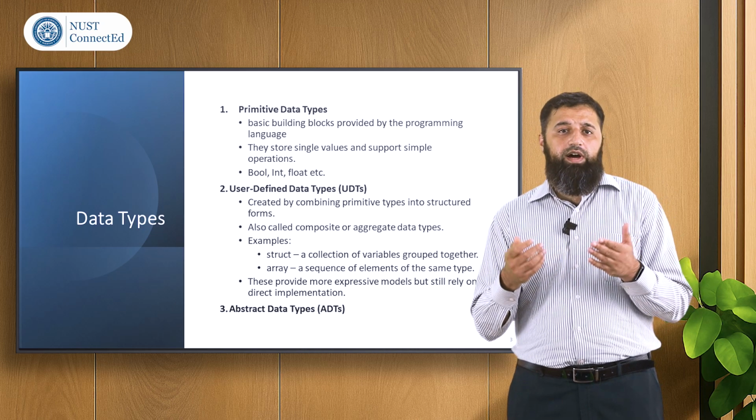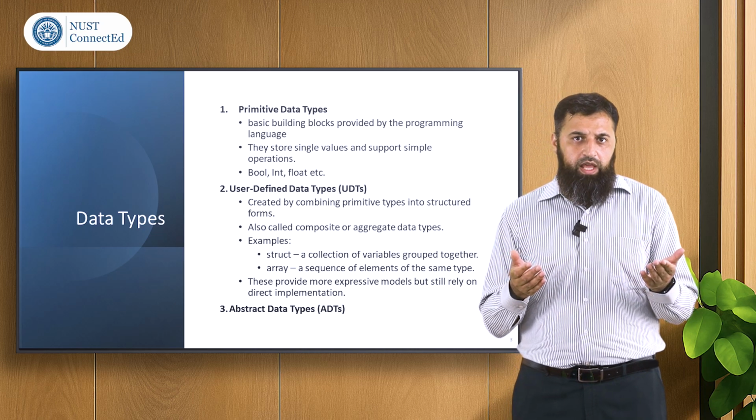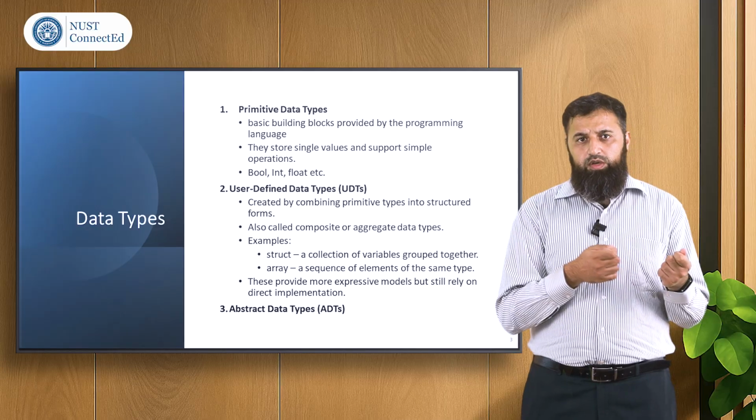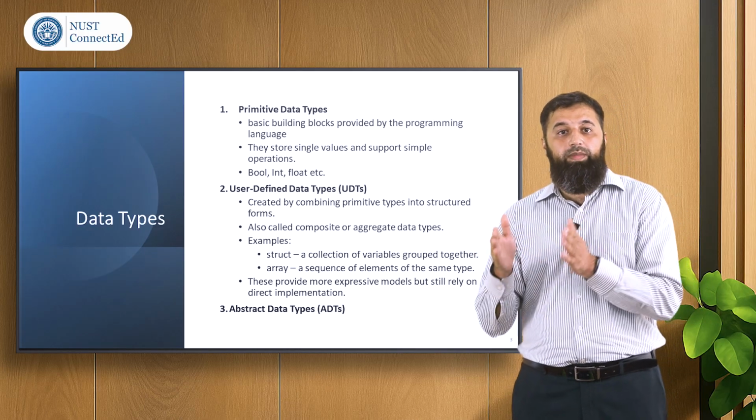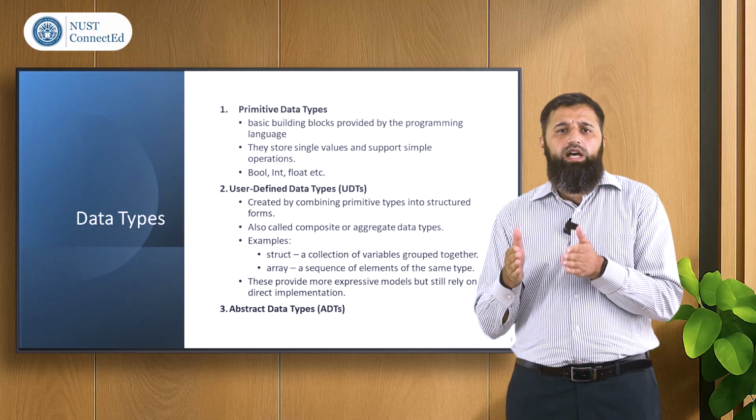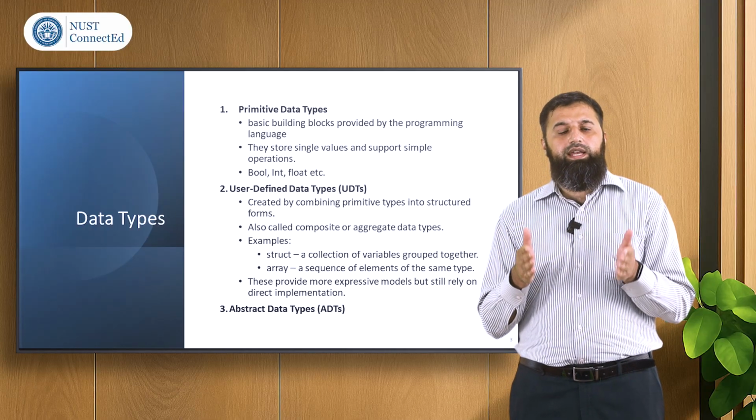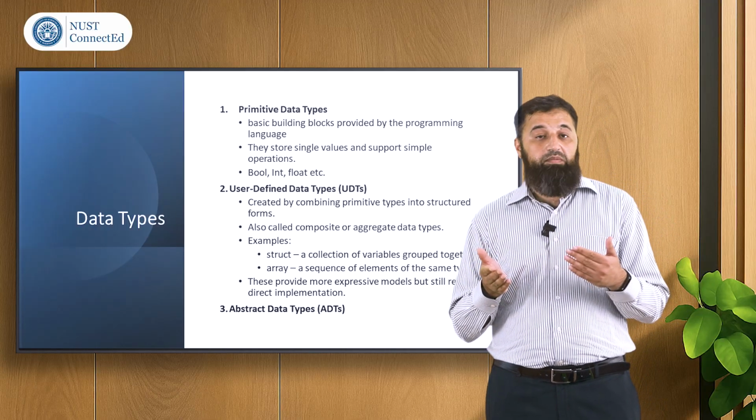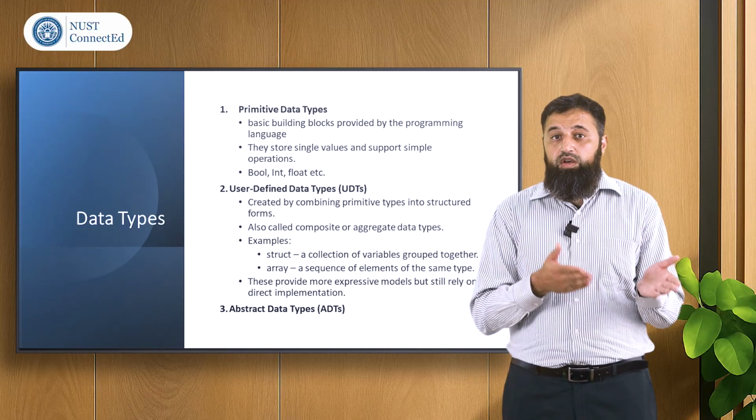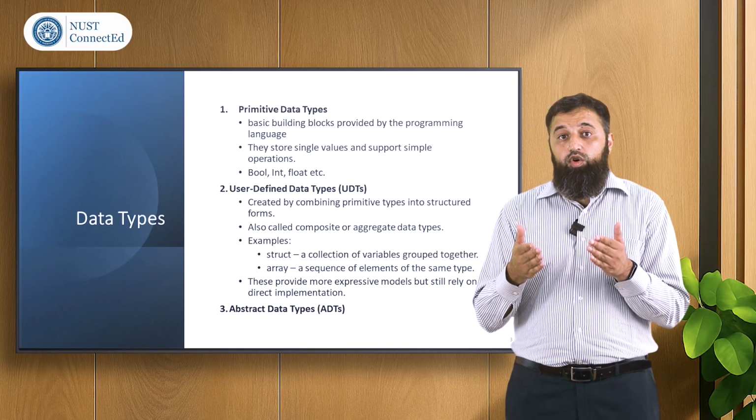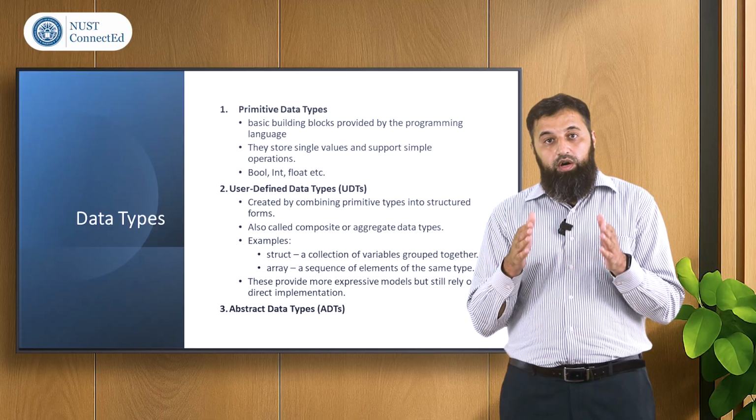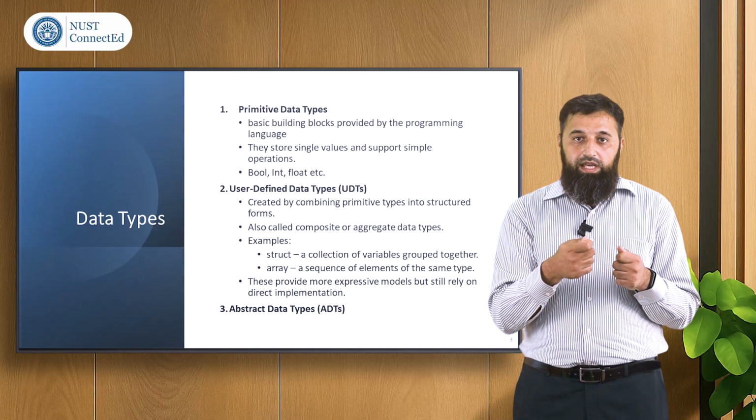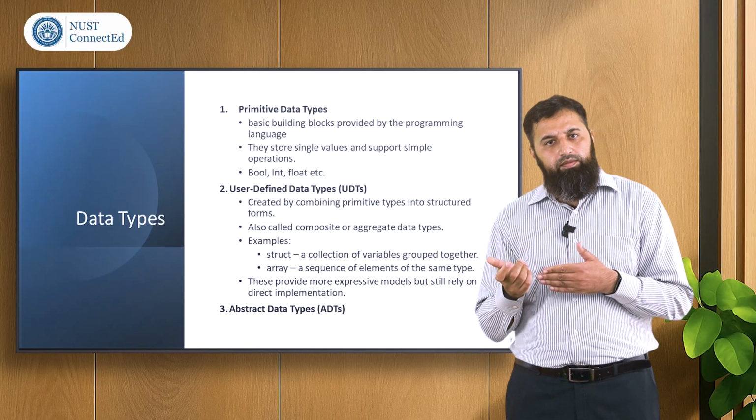Second is user-defined types or UDTs. Once you have primitive types, you can build custom structures by combining them into more complex groupings. These are often called composite or aggregate data types. Examples such as a struct in C or C++ might group an integer with a float and a character to model a record, like a student with an ID, GPA, and grade.